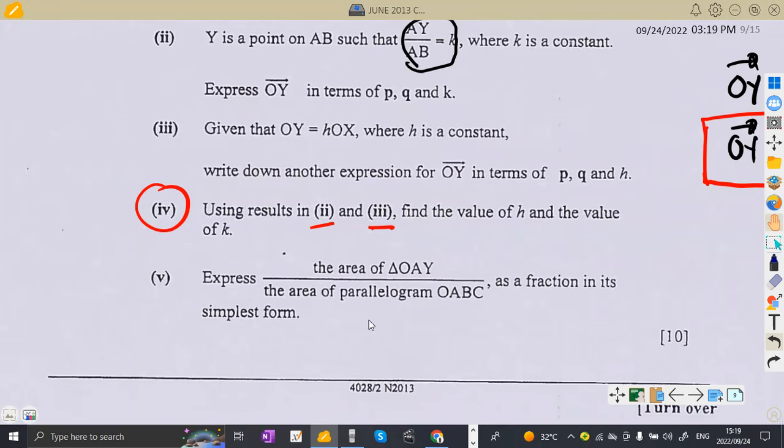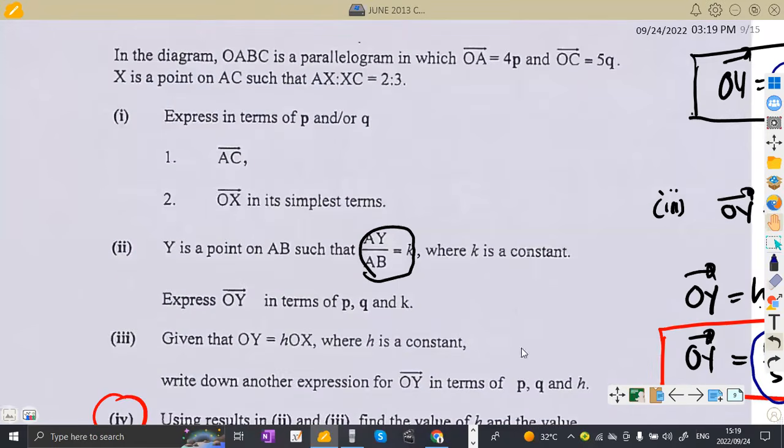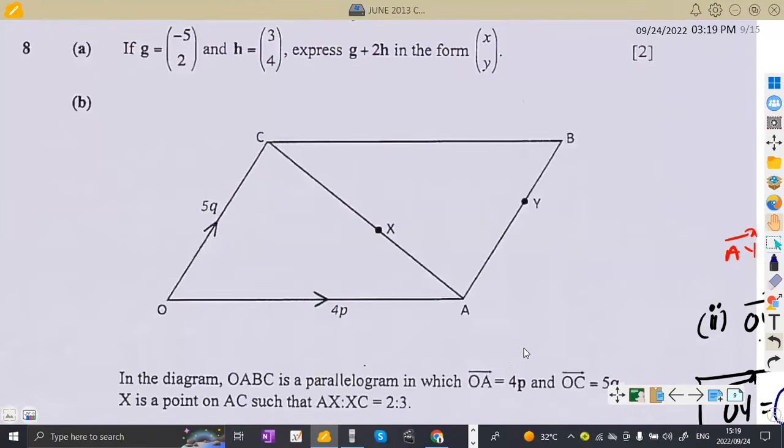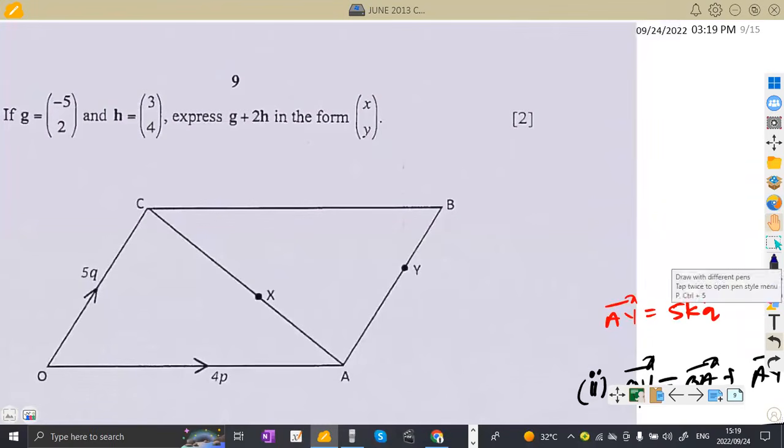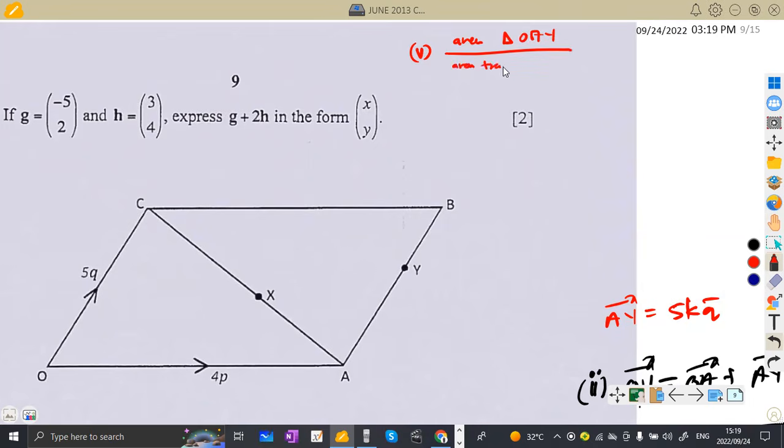Okay, I want you to see what is happening. We need the ratio of the area. I'm just going to write this one, because I have to explain it, so I'm going to write it here. I hope it's going to be clear, guys. So the question is actually on item 5. We needed the area of triangle OAY over the area of the trapezium.